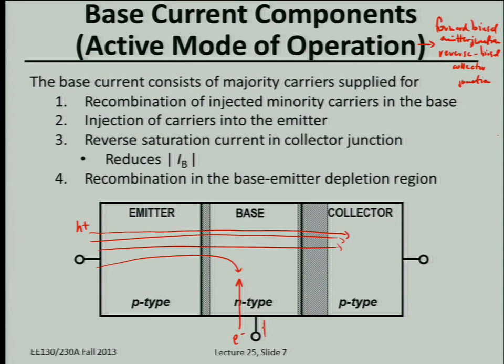Which direction is base current flowing here? It should be this way to be positive, because electrons are moving in. So base current comprises electrons recombining. It comprises electrons injected across the junction, because it's a p-n junction: you have electrons as well as holes diffusing across the junction. And you have this reverse saturation current in the collector junction. So remind me, which direction are electrons flowing here for number 3?